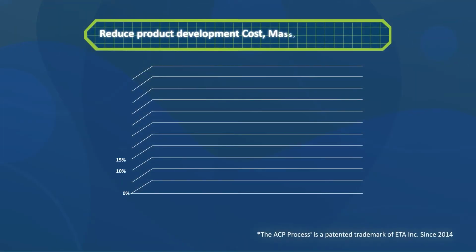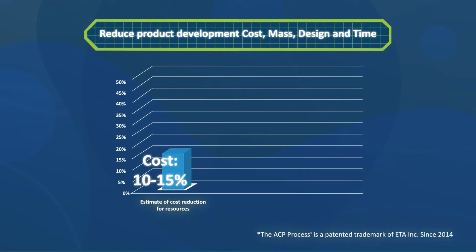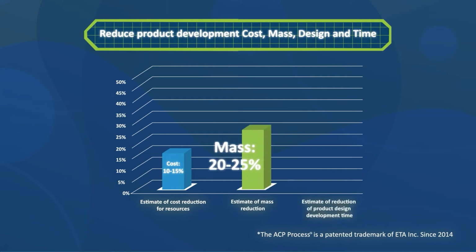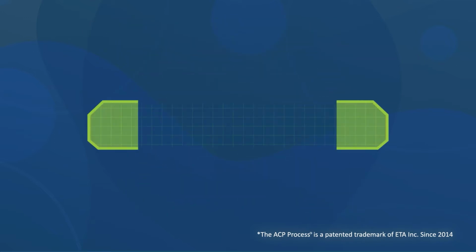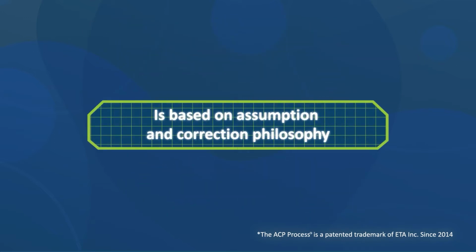A process that can reduce cost of resources by 10 to 15%, mass by 20 to 25%, and product design time by 30 to 35%, is based on assumption and correction philosophy.